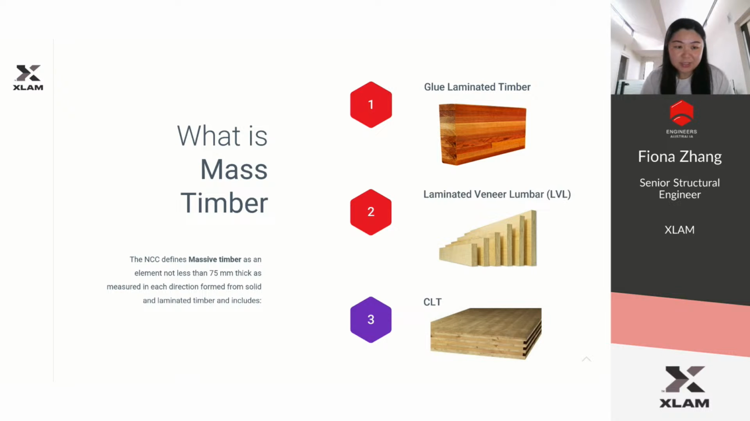So what's mass timber? The NCC defines mass timber as an element not less than 35 mm thick, as measured in each direction, formed from solid and laminated timber, and includes glulam timber. Glulam is layers of dimensional lumber bonded together with adhesive, normally used for beams, columns, and timber trusses. And LVL, bonded thin wood veneer with adhesive under heat and pressure, we normally use for beams, headers, and rafters. And thirdly, CLT, which is made by stacking layers of wood panels in alternating direction and bonding together with adhesive, mainly used as walls, floors, roofs, and stairs. Today, we'll mainly focus on our product, glulam and CLT.